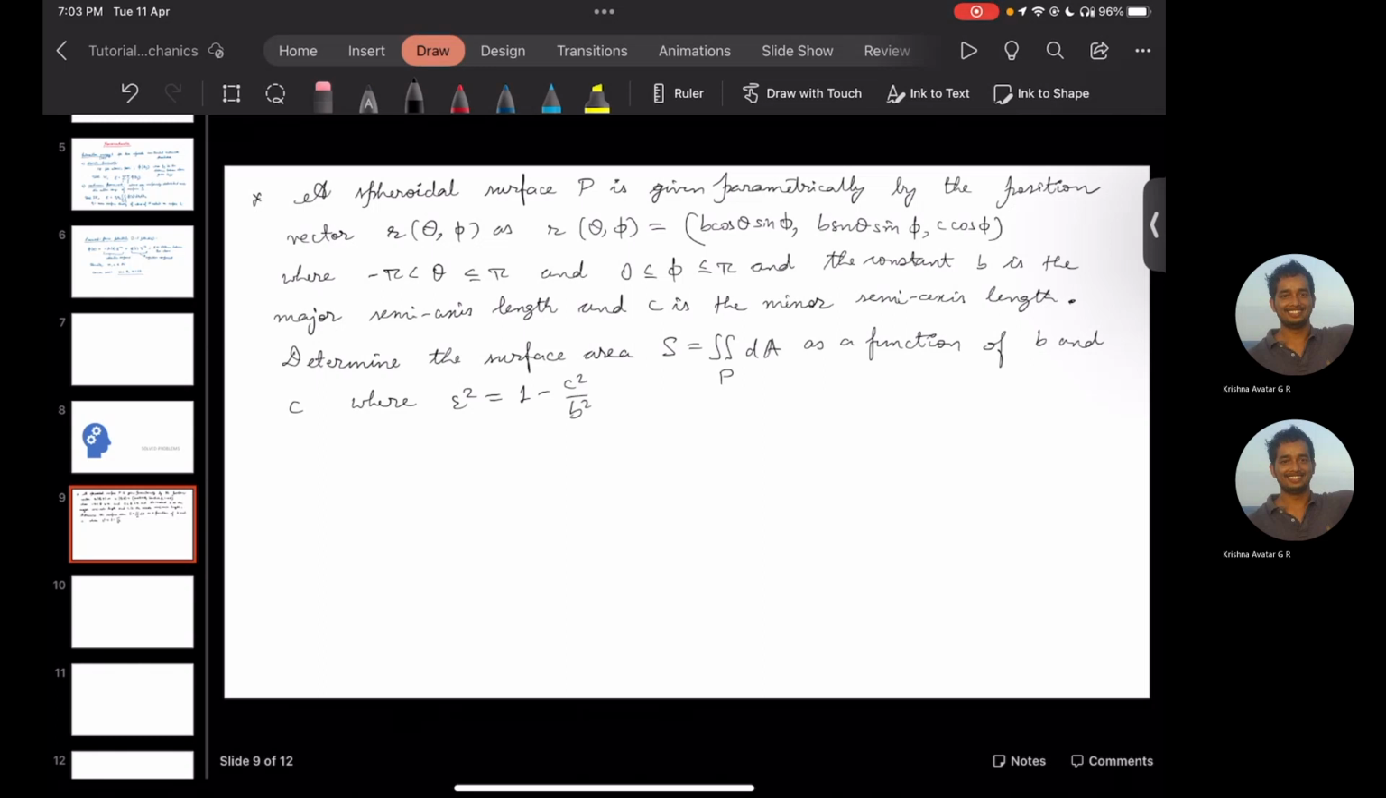And epsilon, you know very well, is called the eccentricity of the ellipse. If you cut through the largest section of the spheroid, it will result in an ellipse, so it is the eccentricity of that elliptical cross section. Okay, now let's solve this problem.